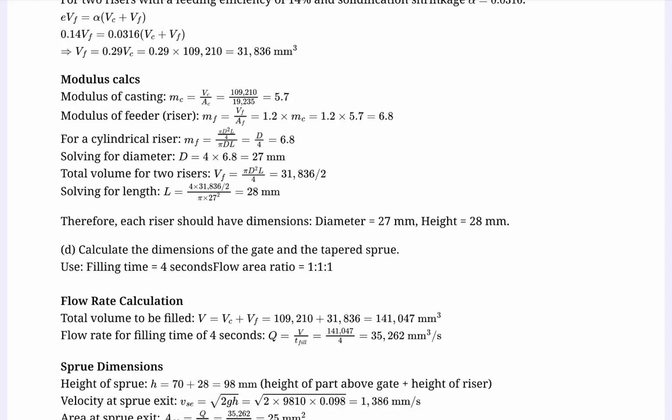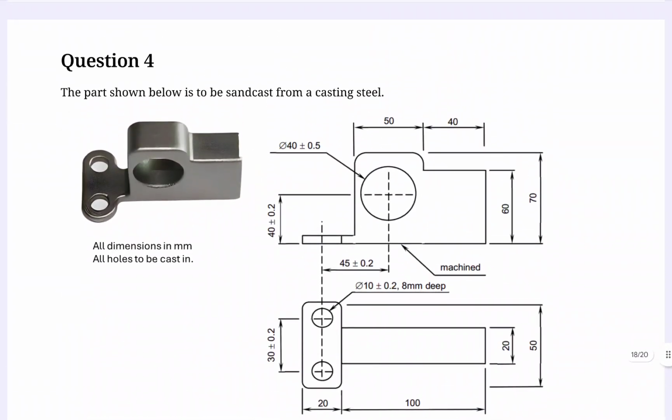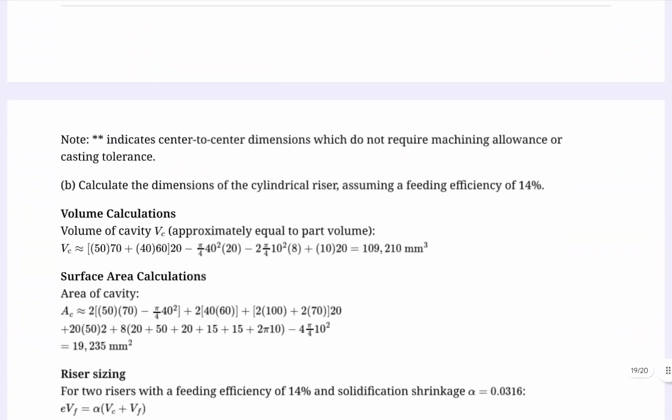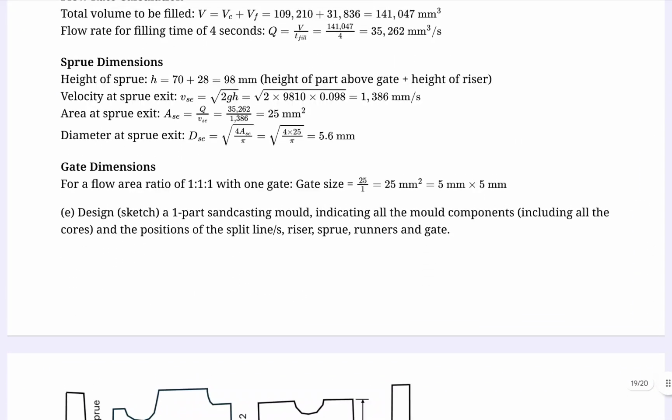Here are more modulus calculations from a past question paper for this one. Okay. So in this case, we get our sprue dimensions for the sprue exit. Like we said here, it's Q of velocity. So I know I got a bit stumbled up on which V was which, but it was Q equals A V. Okay.